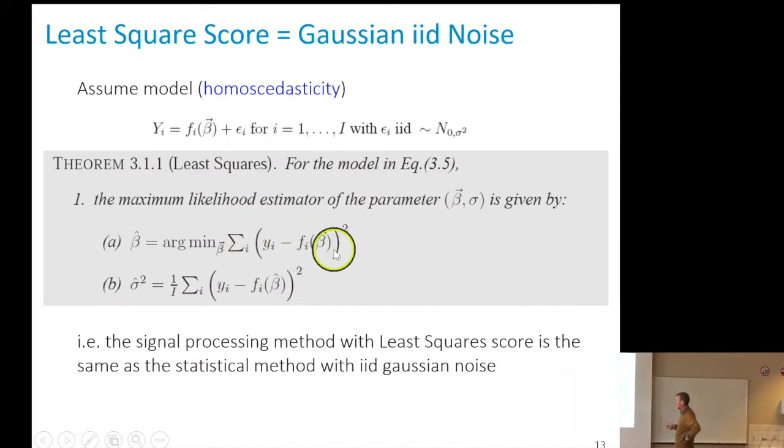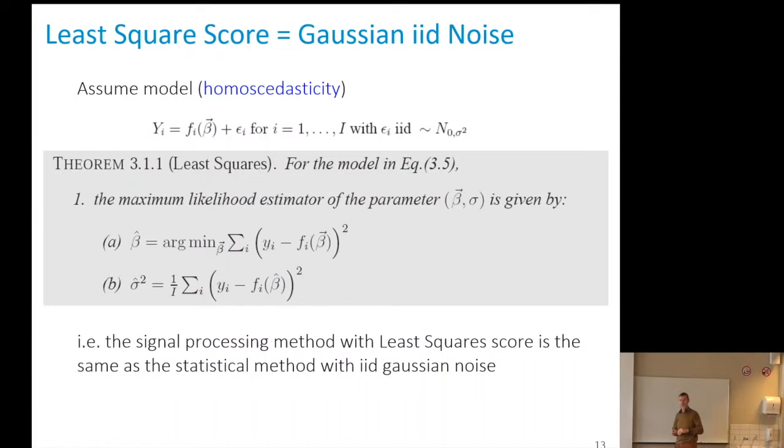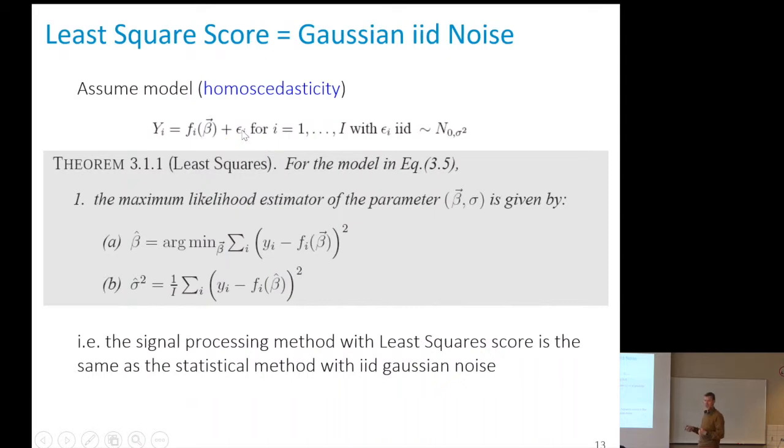So what is this? y_i is my data point. f_i of beta is the ideal value it would have if the true parameter is beta, and this is the error. So if I minimize the sum of the squares, I am doing least squares estimation. It tells me the maximum likelihood estimator of beta is exactly the value of beta that minimizes the least squares. So it establishes equivalence between the signal processing interpretation, where the score is the least squares, and the statistical interpretation, which assumes that the error terms are Gaussian IID.